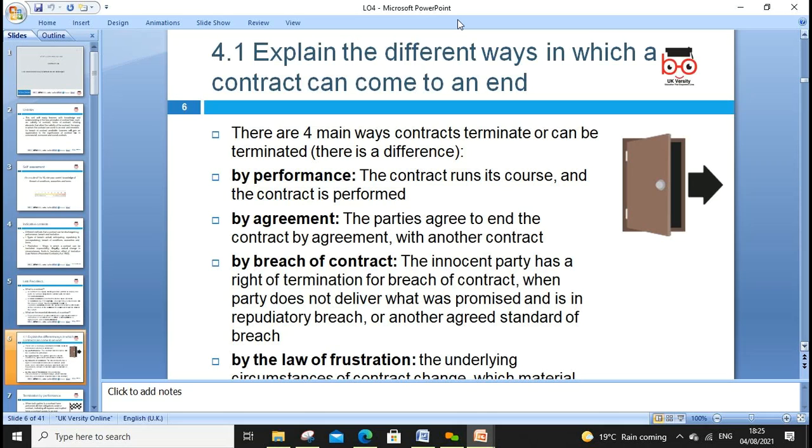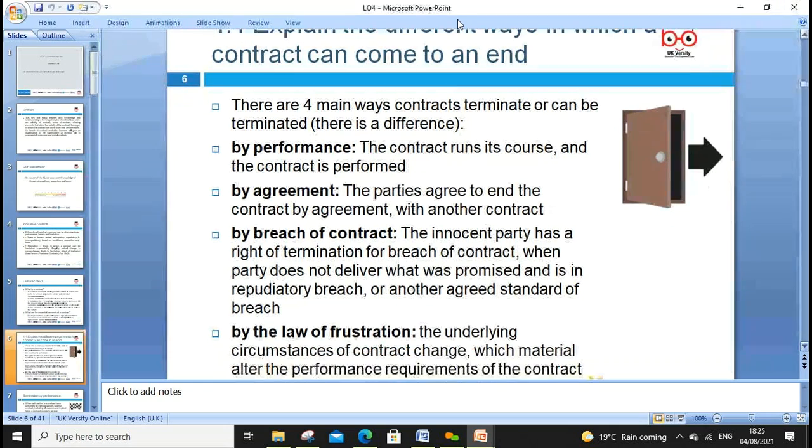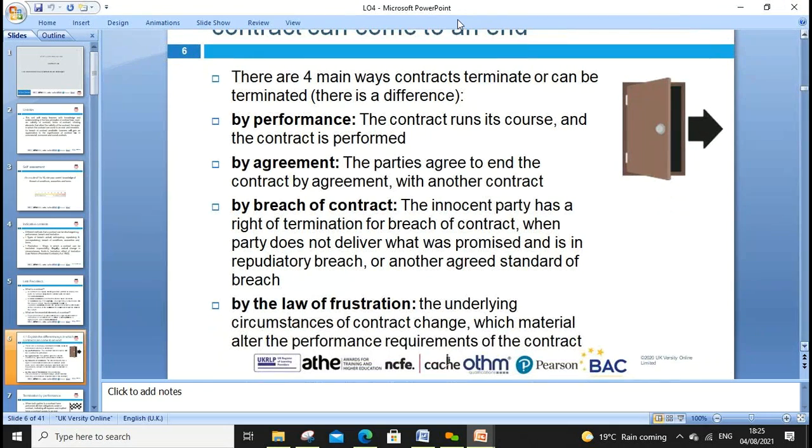Breach of contract: the innocent party has the right of termination for breach of contract, when a party does not deliver what was promised and is in repudiatory breach. Another is the agreed standard of breach. That's two. The fourth one is by law of frustration: the underlying circumstances of the contract change, which materially alters the performance requirements of the contract. Any question here? No.